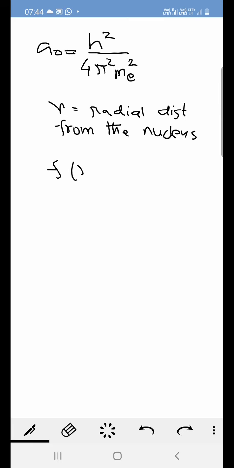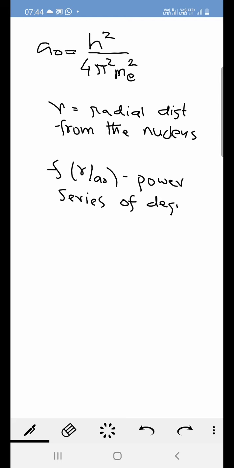And f of r by a0 is the power series of degree n minus 1 in r by a0, and n is the principal quantum number.